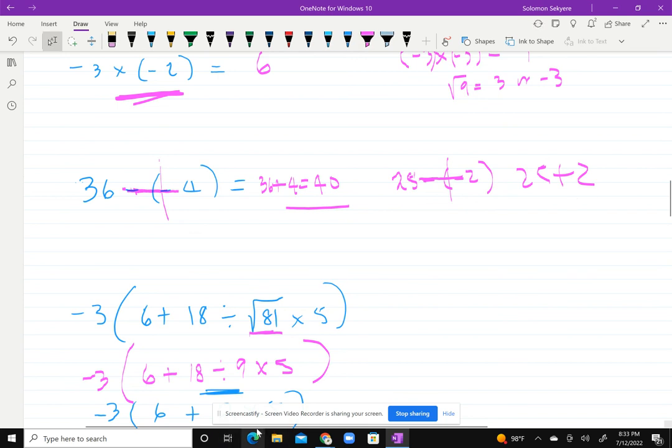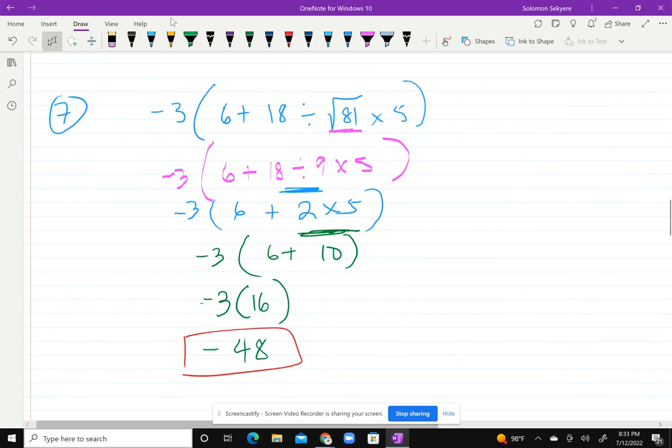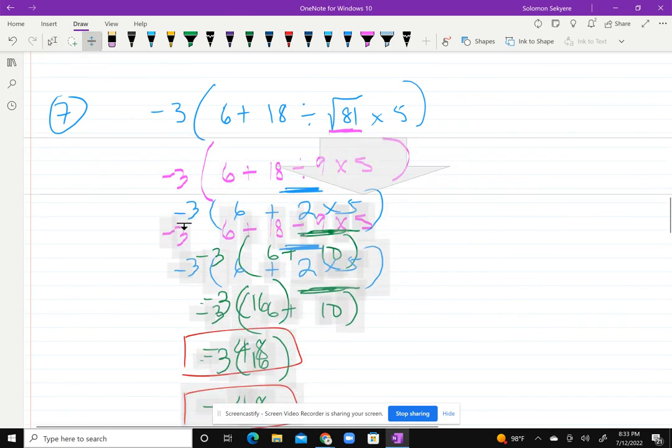All right, let's do our first challenge here. Our first one is: what is negative 3?